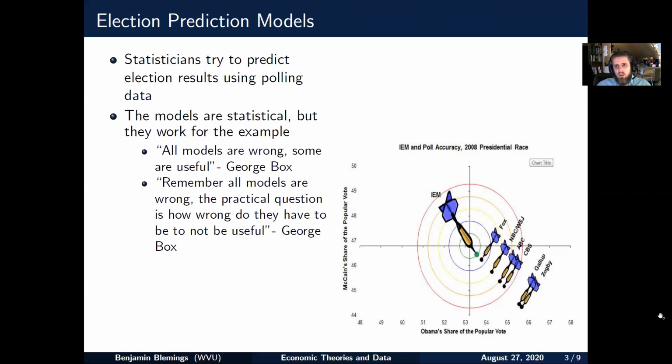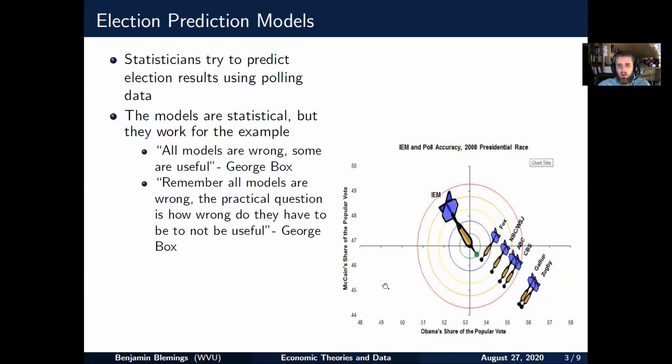And you'd say, well, they can't put everything into their statistical model that could possibly determine election results. However, that's not necessarily the question you're asking. As George Box would say, all models are wrong. Kind of sucks, but some are useful. And the practical question is, how wrong do they have to be to not be useful? And all of these models here, I would argue, are somewhat useful because they accurately predict that Obama would beat McCain in the 2008 elections.